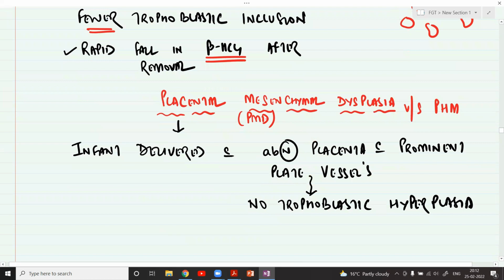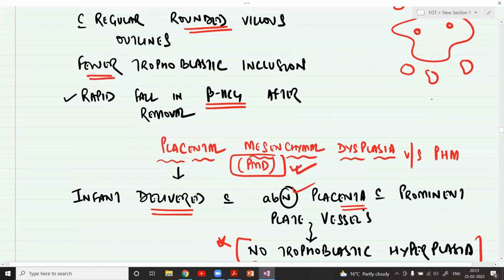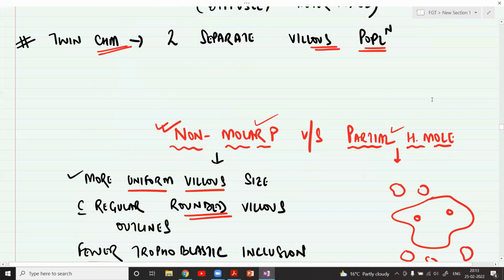Again, one other differential diagnosis of partial hydatidiform mole, as I was telling you, is placental mesenchymal dysplasia. Now, in case of PMD, an infant is already delivered. Okay, so infant is delivered, but along with that, what happens? The placenta that is delivered is abnormal with prominent placental plate vessels. But very importantly, no trophoblastic hyperplasia is seen in case of PMD. Okay, always remember the important differential diagnoses of PHM. First will be complete hydatidiform mole. Second will be non-molar. Third will be PMD, placental mesenchymal dysplasia. So all the differential diagnoses have also been discussed in detail.